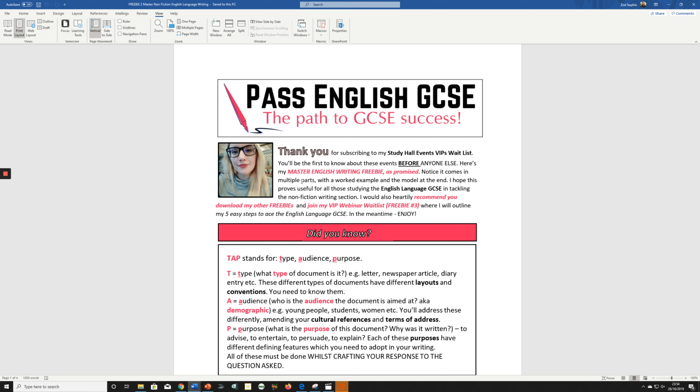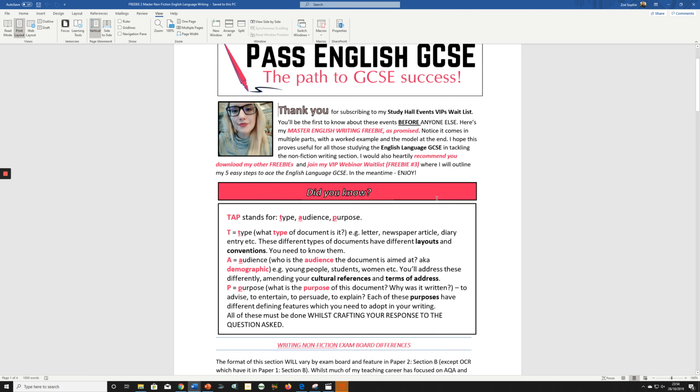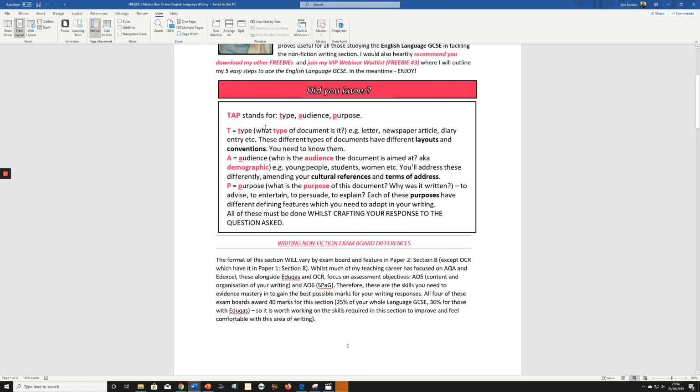Section B, writing. And this is the transactional persuasive writing tasks, okay? Transactional just means it's got a particular focus to it in terms of the purpose. So the thing I really want to refer you to is TAP. I use TAP. You might see it on BBC Bitesize as GAP, genre, audience, purpose. Type and genre are very similar. What type of document is it?